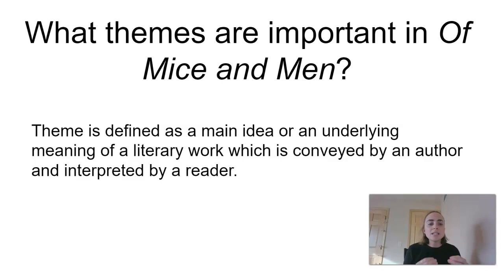So these are main ideas, they're underlying meanings. Theme is something that is not always immediately identifiable. Sometimes we have to read between the lines in order to interpret what a theme is. And there's often a lot of different themes present in a work. So let's talk about 4 of the themes that you should be watching out for in Of Mice and Men.